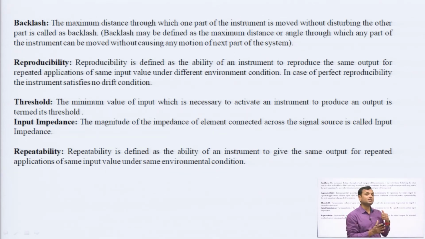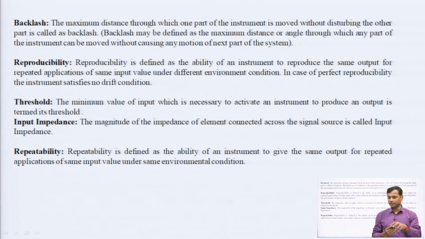But if I am getting the same reading again and again in the same environmental condition, that is known as the repeatability of the instrument. So, if environmental changes are there and I am reproducing my reading again and again from an instrument, it is known as reproducibility, and when I am getting the same reading again and again from an instrument in the same environmental condition, it is known as the repeatability of the instrument.